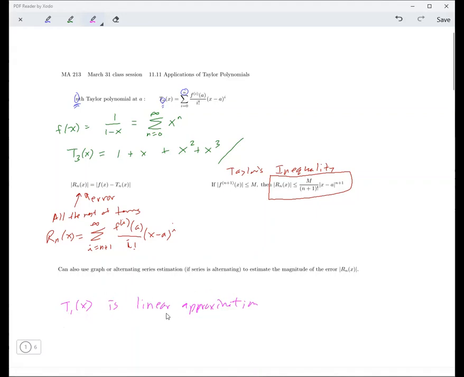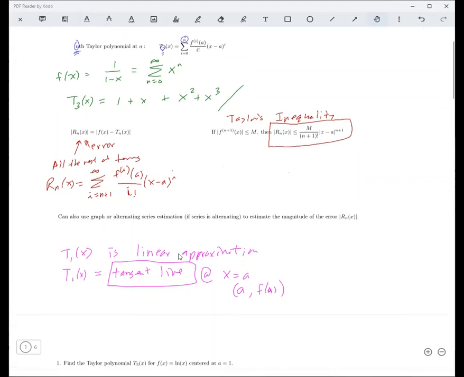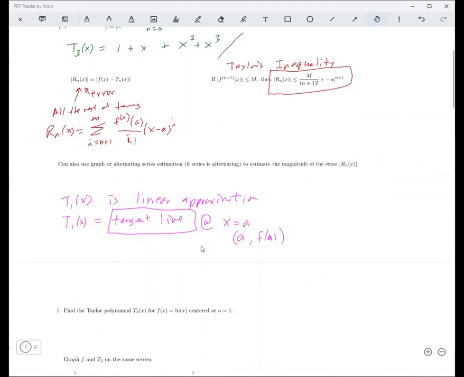By a linear approximation, I mean the tangent line. Maybe I should have said that. So T1 of x is the tangent line at x equals a, to the curve at x equals a. So you're getting better and better approximations. The tangent line is a linear approximation, but the Taylor polynomials are going to be better and better approximations when you're close to a. When you're further away from a, then it's not so great.